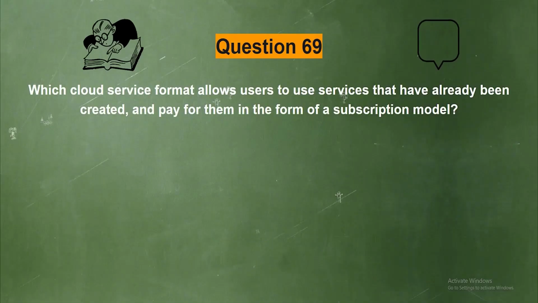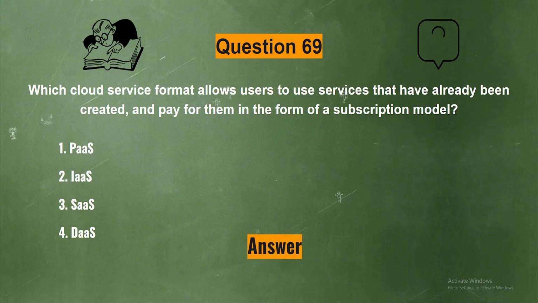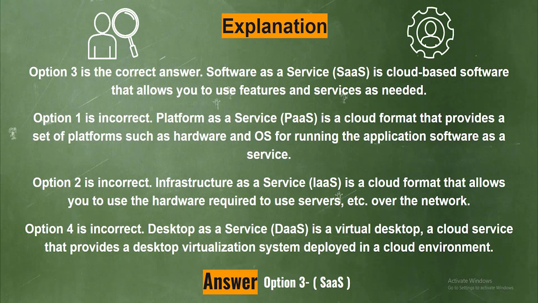Question 69. Which cloud service format allows users to use services that have already been created and pay for them in the form of subscription model? And the options are option 1, PaaS, option 2, IaaS, option 3, SaaS, and option 4, DaaS. And the correct answer is option 3, SaaS. Explanation. Option 3 is the correct answer.